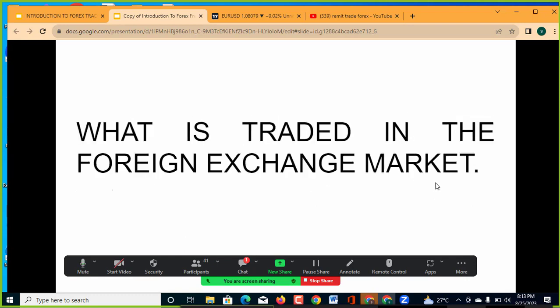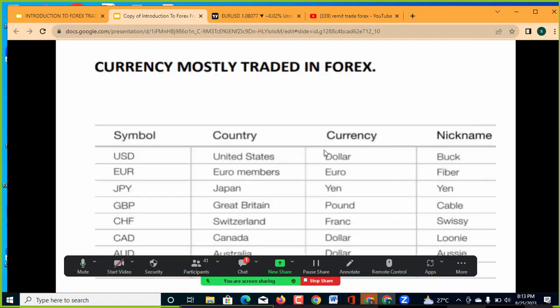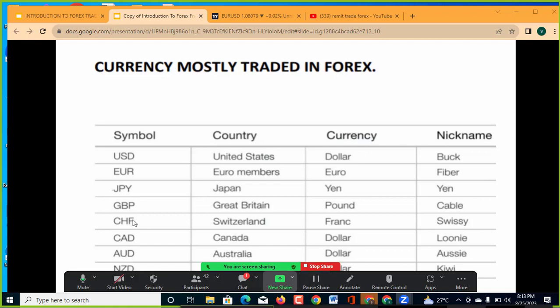So what is traded in the Forex market are currencies, and these are the currencies that are traded. We have the US dollar, and this is the symbol of the currency. We have the country, the United States, and we have the currency, the dollar, and the nickname for the dollar is buck. Sometimes most of these nicknames are used interchangeably, and new beginner traders don't know, because maybe the person that taught you did not actually go through this very beginning stuff for you to know.